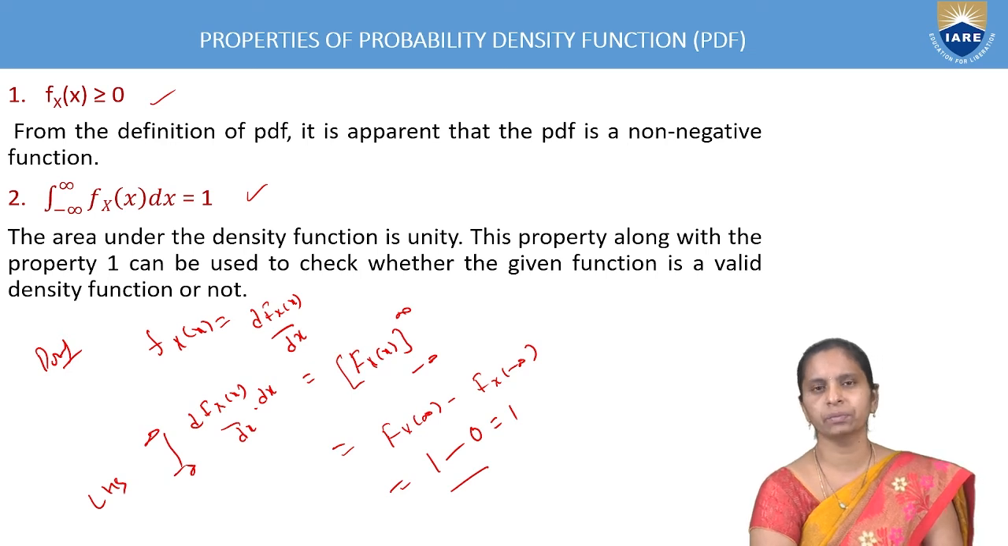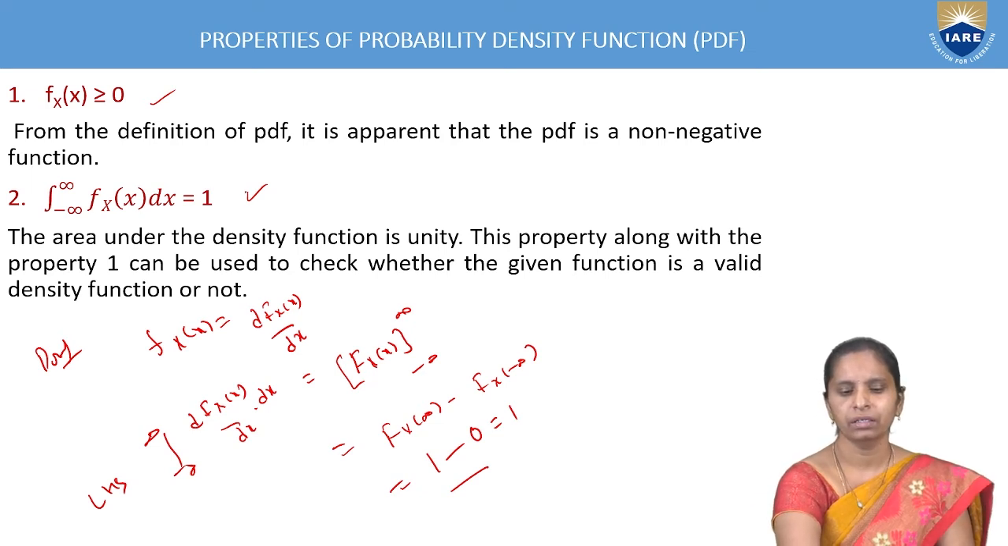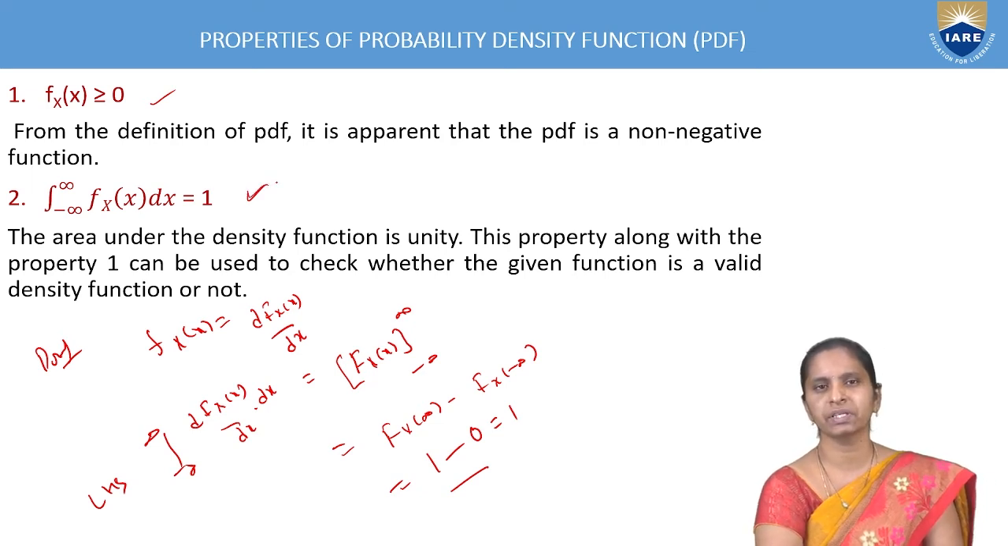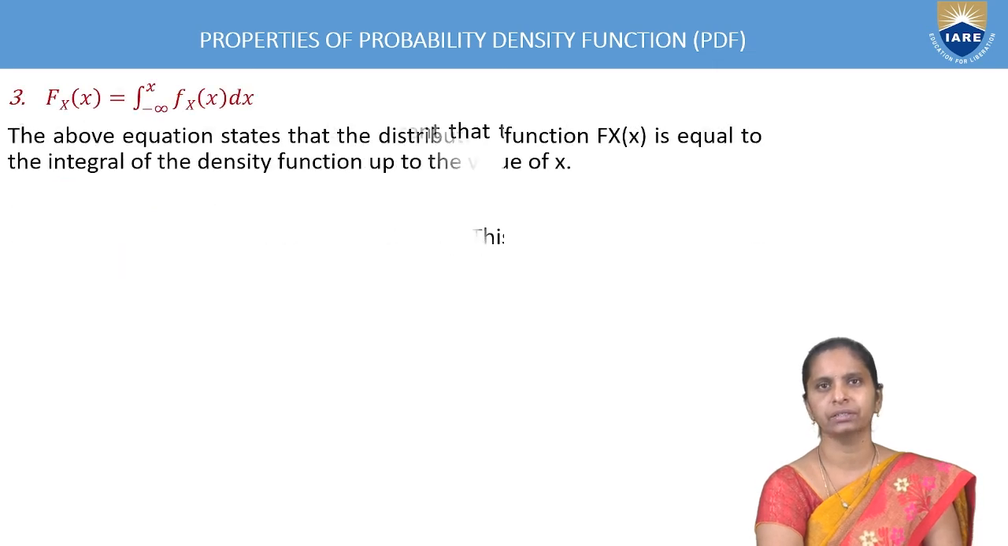It is an important property in order to check whether the given density function is valid or not, by integrating this density function over the limits minus infinity to infinity. If you get that it is equal to 1, you can say that it is a valid density function, or else it is not a valid density function.